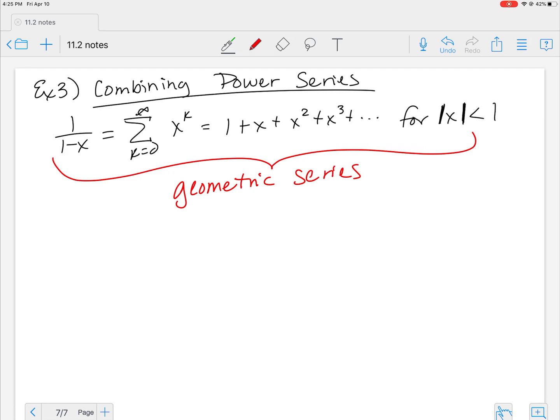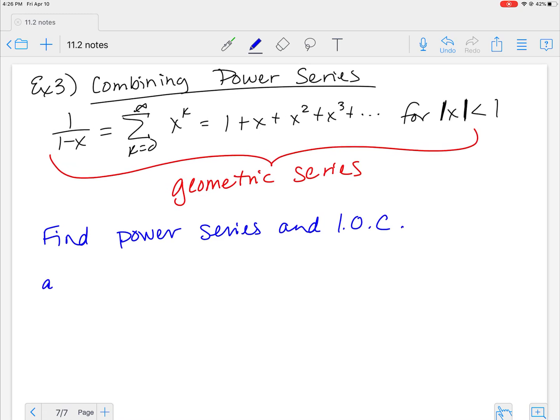All right, now this is what we're charged with. Given this piece of information, I want to find the power series and interval of convergence of these. Now we're going to do some examples. Here's our first one. I have x to the 5th over 1 minus x.